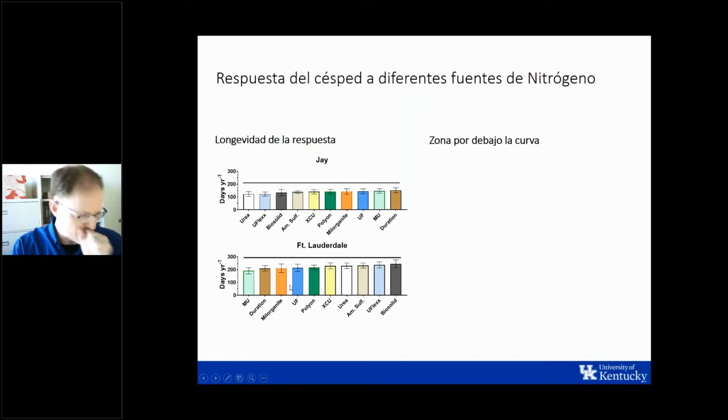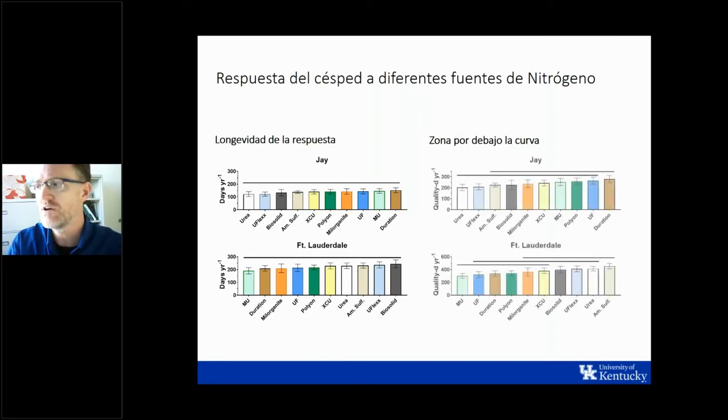When we look at the longevity as a function of the magnitude of response, or in other words, the area under the curve, we see a little bit of difference, where the polymer-coated urea actually resulted in a greater area under the curve than urea and Uflex. And in the tropical environment that we did this study in, we saw some separation, but in this case, it was the soluble nitrogen sources that resulted in a greater area under the curve than the reacted ureas. So we do see some differences when we're looking at longevity and magnitude, but not when we look at just longevity.